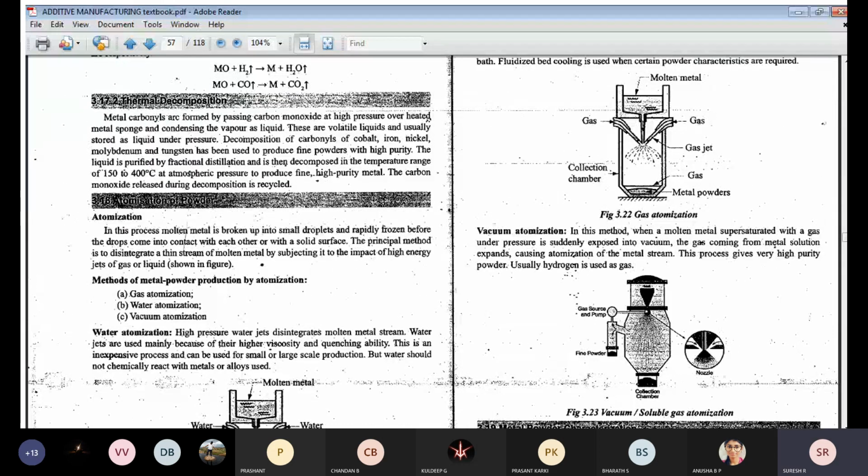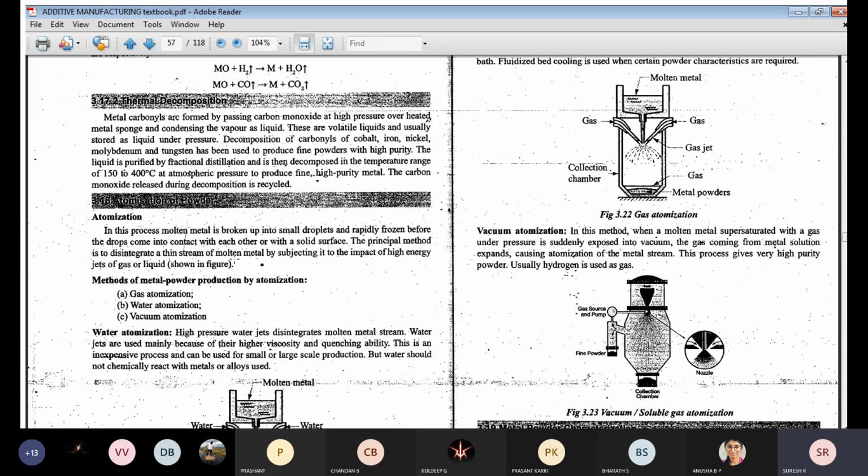From the examination point of view, these topics are very important. Atomization of powder: they're going to ask it for 10 marks. You have to write a neat diagram and give the explanation on your own. The meaning of atomization is that in this process, a molten metal is broken up into small droplets, and rapidly frozen before the drops come into contact with each other or with a solid surface. The principal method we're going to show, how exactly it works.